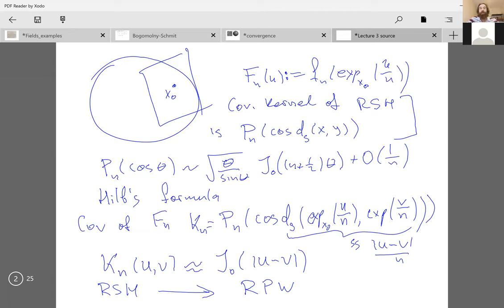Because in some sense, it tells us that a typical eigenfunction of Laplacian. So you see here we are taking a linear combination of Laplace eigenfunctions with the same eigenvalue. And so this is a typical eigenfunction of Laplacian, and it is what it is. It looks like a random plane wave which has this unpleasant covariance kernel.